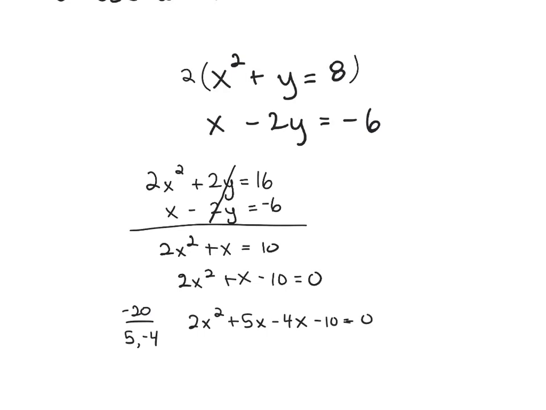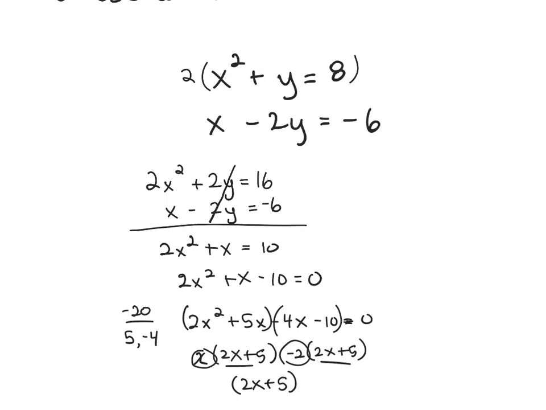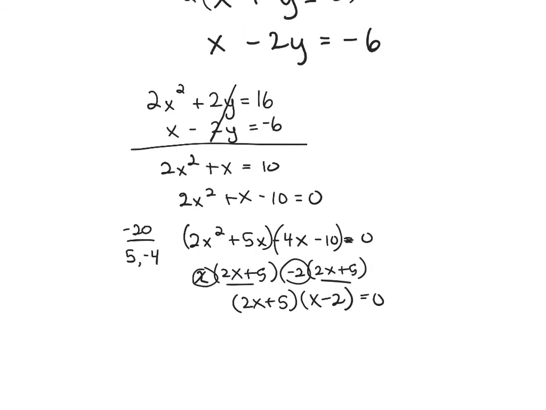So we can use the grouping method to factor this. If we group these first two terms here, the only common factor is x. That leaves 2x plus 5. If we group those two terms, a common factor would be negative 2, leaving 2x plus 5. And since both of those are exactly the same, that's one of the common factors we can factor out, leaving the x and a minus 2. So we have 2x plus 5 and x minus 2 as our two factors.